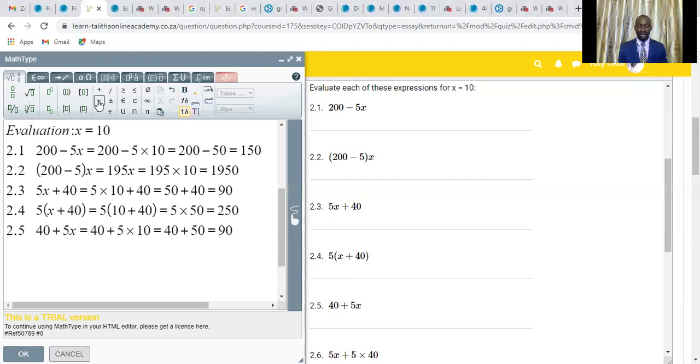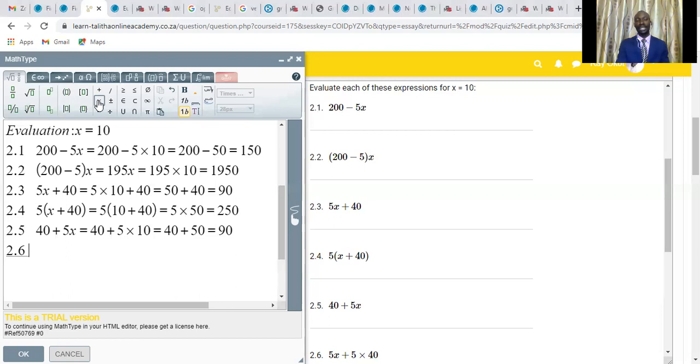Notice that we first deal with the multiplication before we add it to 40, so that we get 90. That is the simple rule that we follow. Now, the next question is 2.6.